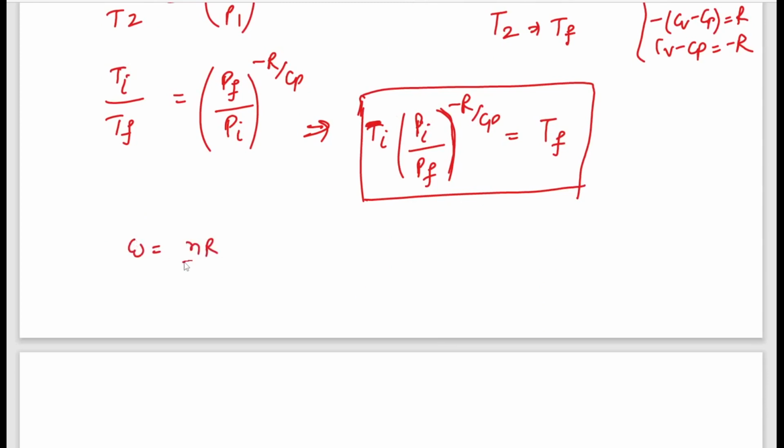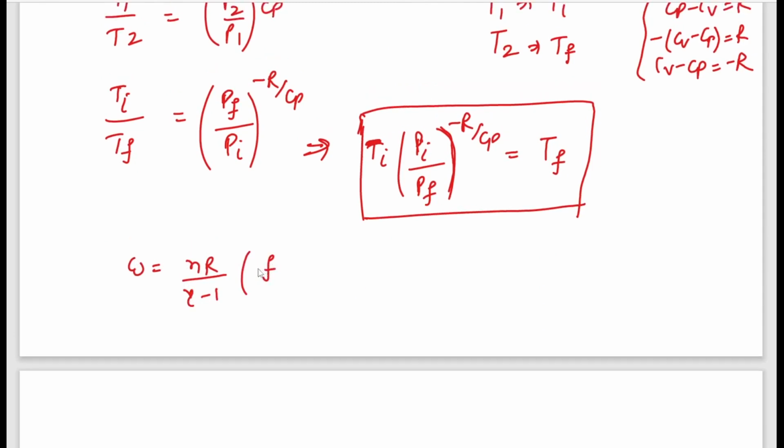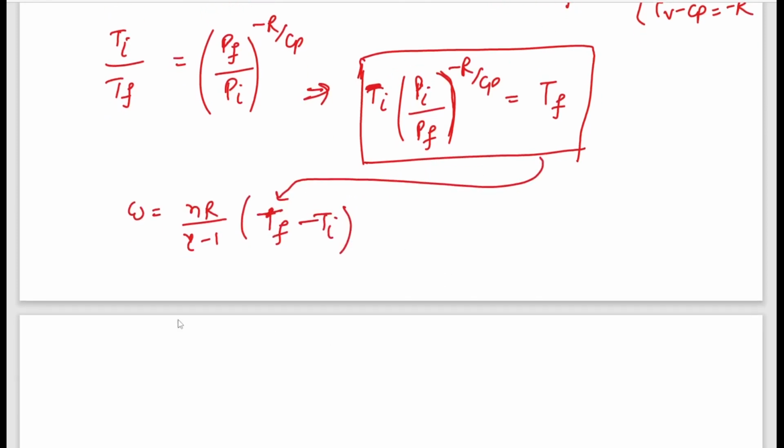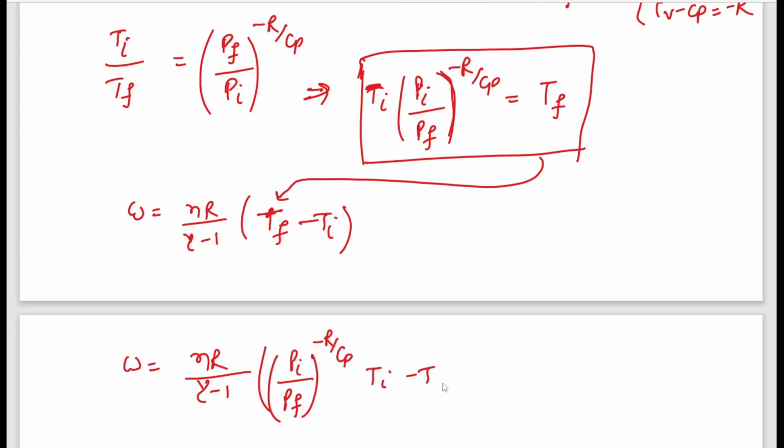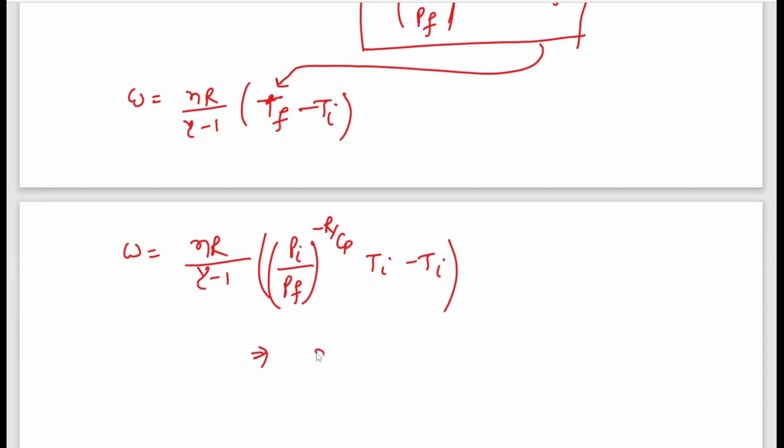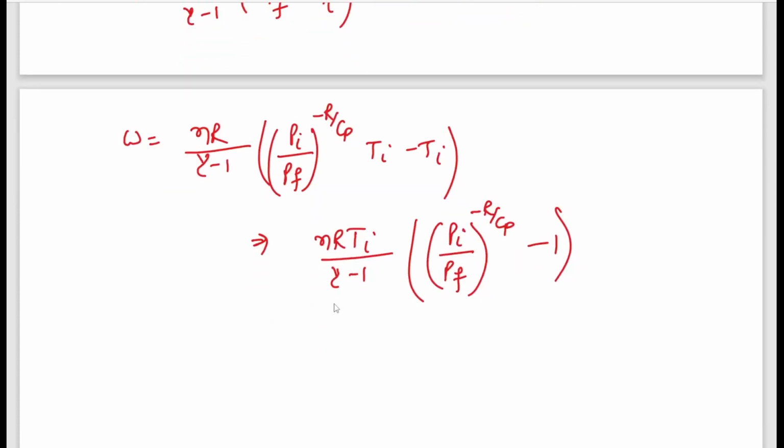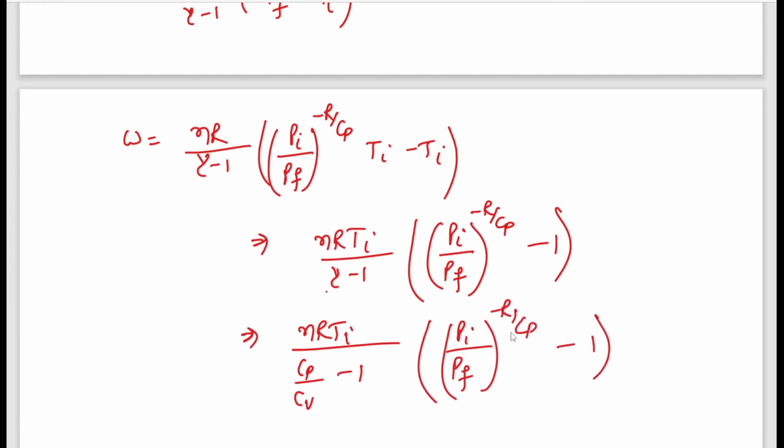So work done is equal to nR over gamma minus 1 times (Tf minus Ti). So fill this value of Tf here. So work done will be nR over gamma minus 1 times [Ti (Pi/Pf)^(−R/Cp) minus Ti]. Take Ti common: nR Ti over gamma minus 1 times [(Pi/Pf)^(−R/Cp) minus 1]. And fill the value of gamma here also, that is Cp over Cv. Cp over Cv minus 1, times (Pi/Pf) power minus R over Cp minus 1.